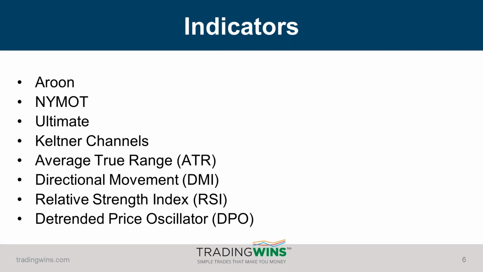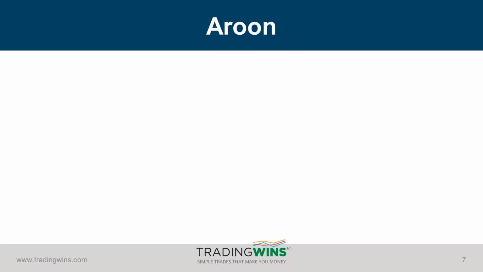So this is the list of indicators that I'm going to share with you or talk about today. And some of these, like the Aroon or the NIMOT, are not very popular. The ultimate indicator is not very popular either. Keltner channels a little more. Obviously, average true range and RSI are very popular. But even directional movement and detrended price oscillator are not very common. And so hopefully this session will help you out.